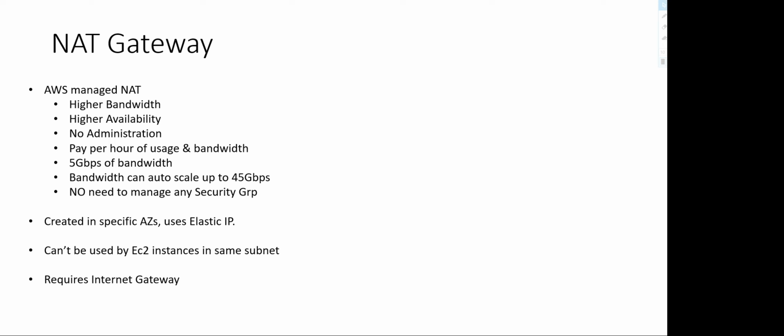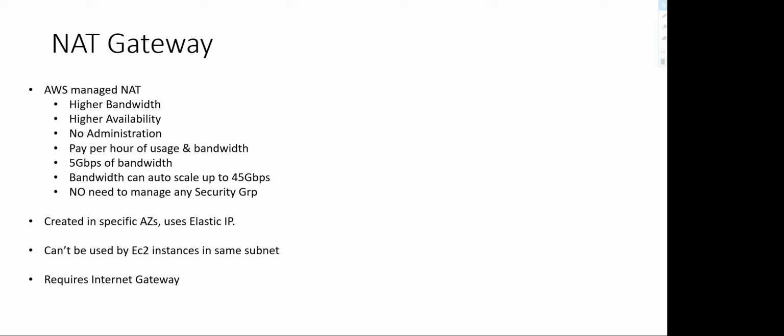NAT gateway is NAT provided by AWS, and NAT means network address translation. When we use NAT, there is a lot of IP translation happening. That is why NAT is required, and that is what NAT means. The AWS provided NAT gateway has higher bandwidth, higher availability, and almost no administration required.